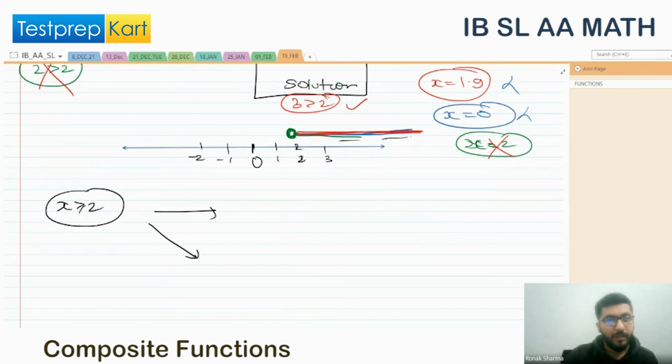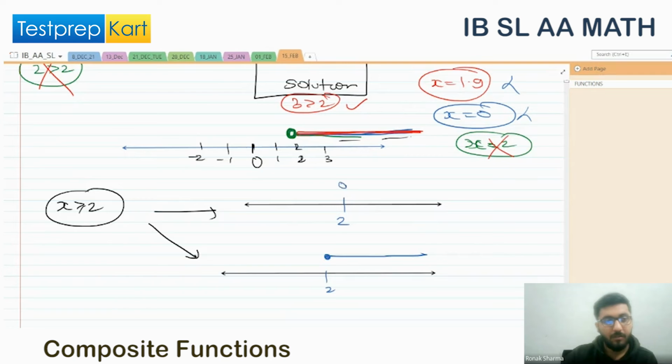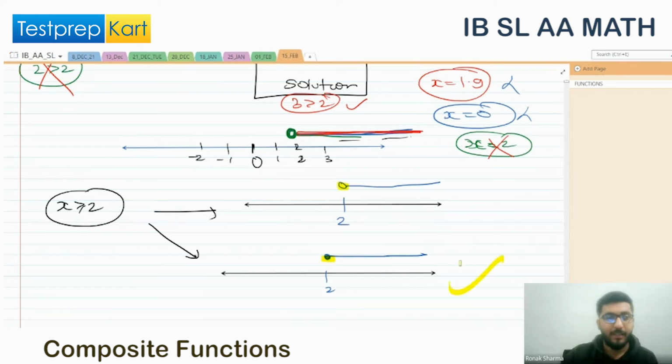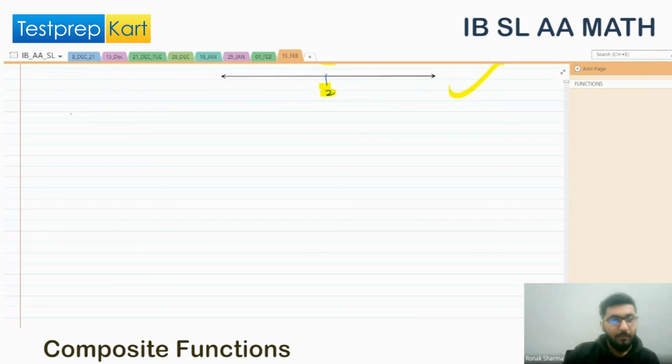Similarly, if I ask you x greater than or equal to 2, tell me which is the perfect solution. If this is 2, a dot means I'm including 2, and a hole means I'm not including 2. Which is the solution? Including, so this is correct. If we include equality, that means I need to include that number. Okay, so tell me what will be the solution for this?